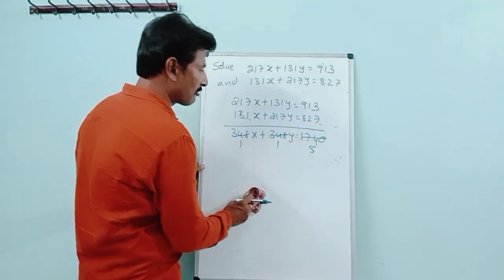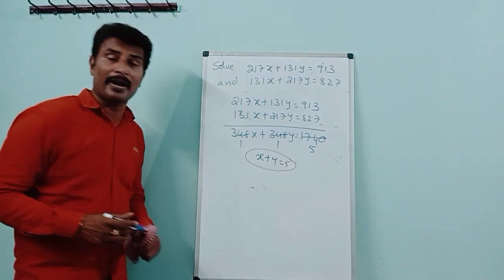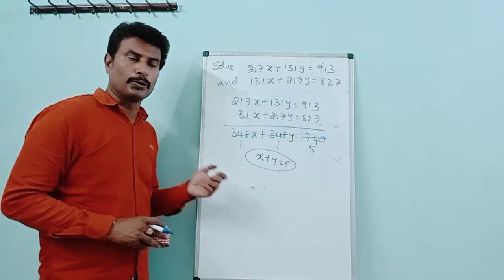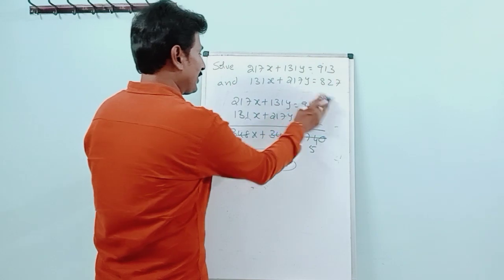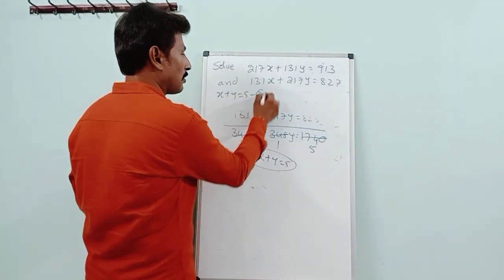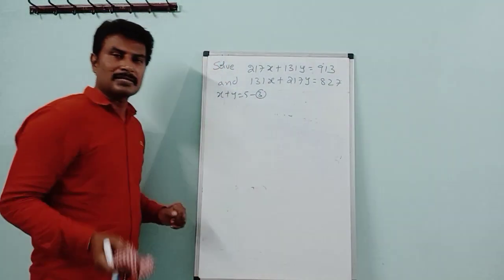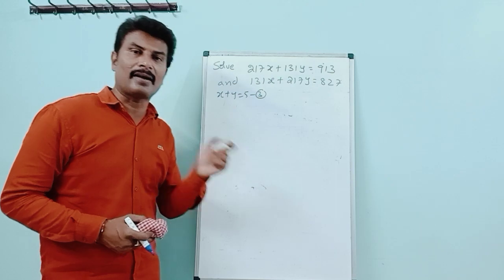So finally I got the equation: x plus y is equal to 5, which is a simplified equation. Now what to do? Simple. You put it aside here. So x plus y is equal to 5, take it as the third equation, obtained by adding equations 1 and 2. Now I want to subtract the equations.